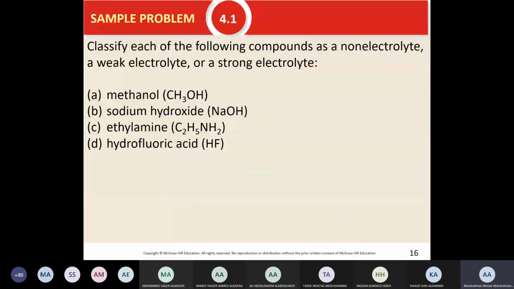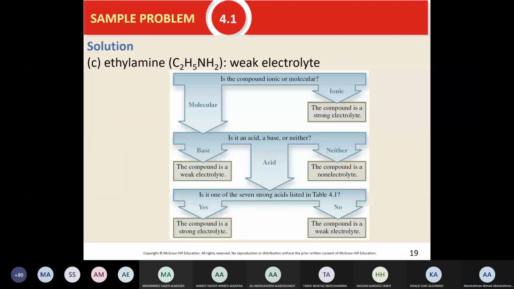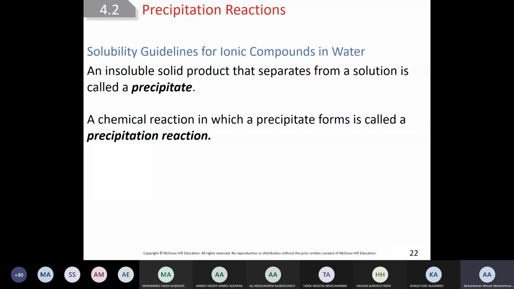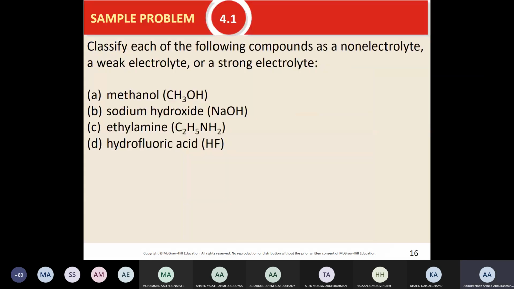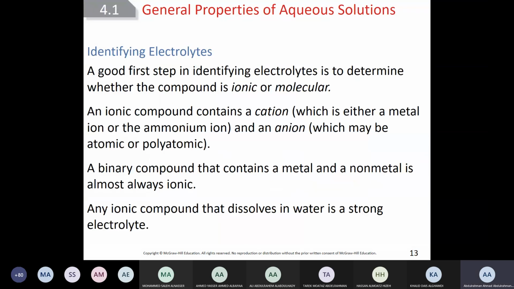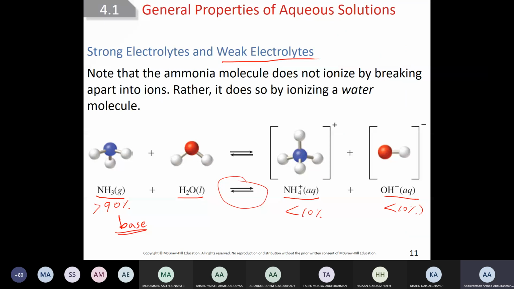Now, we finished with the acids. Let's continue from here.